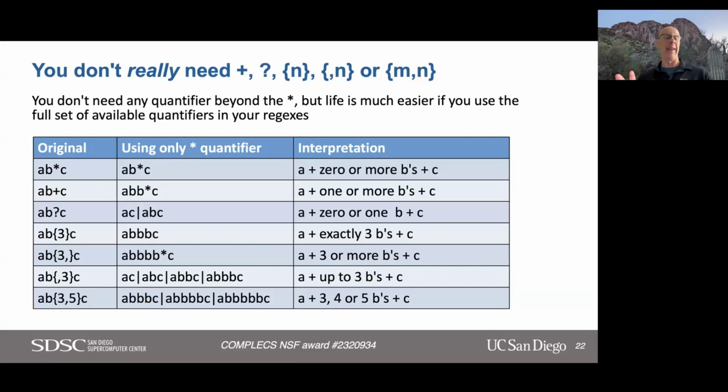And then finally for the case of 3 to 5, we're going to write out the three cases of A followed by 3 B's, 4 B's, or 5 B's, followed by a C. And again, all combined using the alternation. So again, you don't really need the plus, the question mark, the curly braces, but life is so much easier if you do use these.